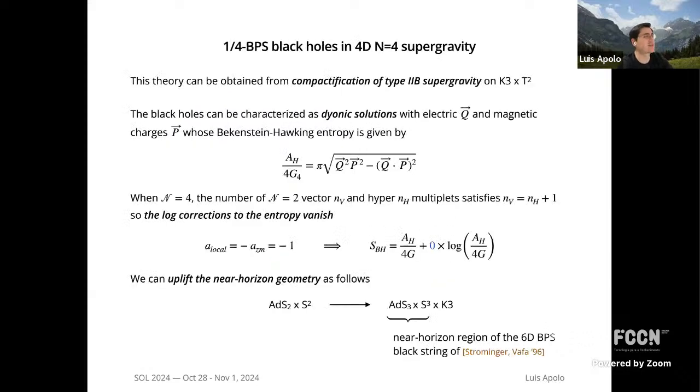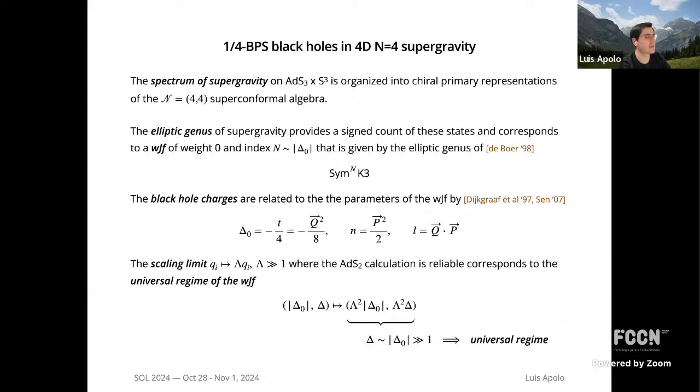Okay, so the first case where you can apply this is to quarter BPS black holes in 4D, N equals 4 supergravity. So in this case, it turns out that the logarithmic corrections vanish exactly. And the goal is to show that this happens using the technology we developed before. And the crucial part in doing this, well, there are two parts. The first is to identify the correct index.